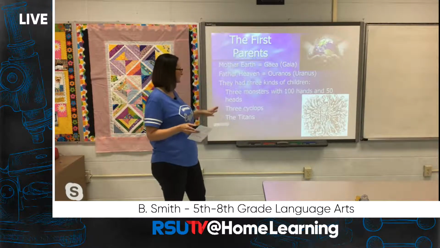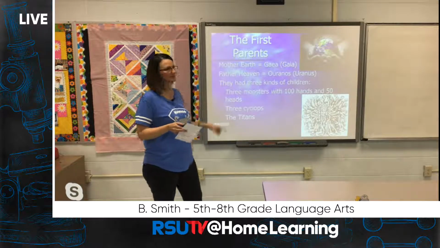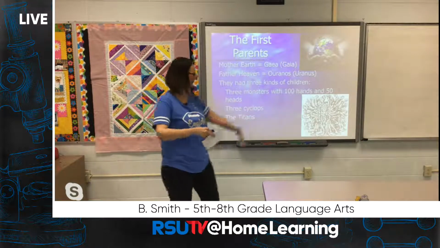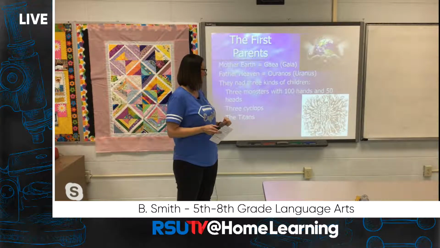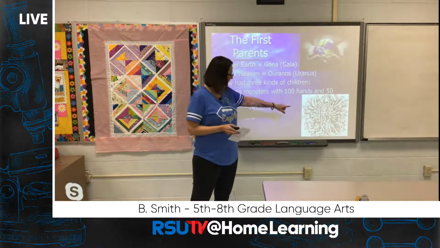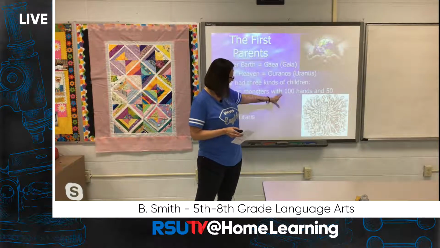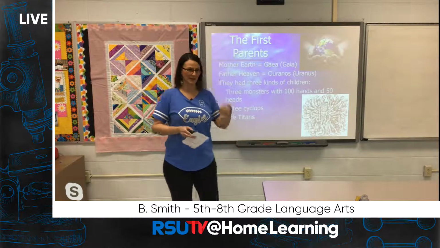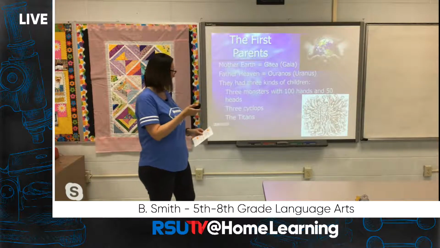So they had three kinds of children. Three monsters with 100 hands and 50 heads. Now imagine taking that to a grocery store, right? You'd be like, stop touching everything. And then three Cyclops and the Titans. Well, I have a picture here. I don't know if you guys can see that, but that was what the 100 hands and 50 heads look like. And I wouldn't want to meet that in a dark alley. I would be like, okay, here's my purse and my keys to my house and car. You can have it. I would not want to come face to face with one of those things. They're pretty scary.